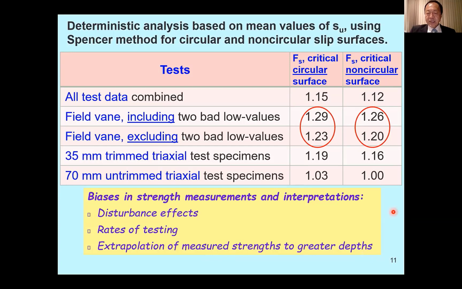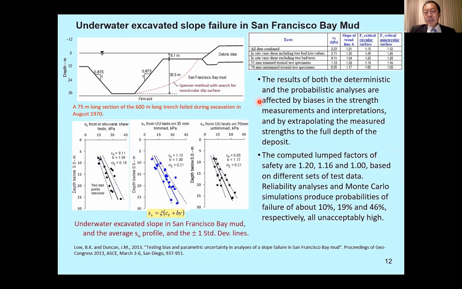We saw just now that there were three types of tests: the field test, as well as the triaxial test in the lab with the external portion trimmed off to reduce disturbance. And 70 mm is the original diameter. So then they will give a different factor of safety.